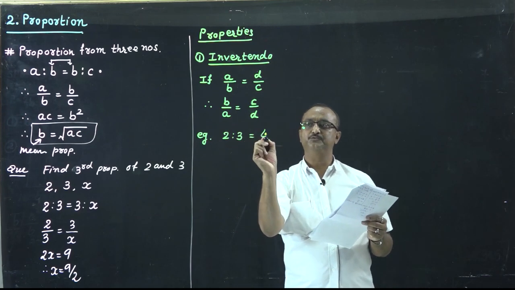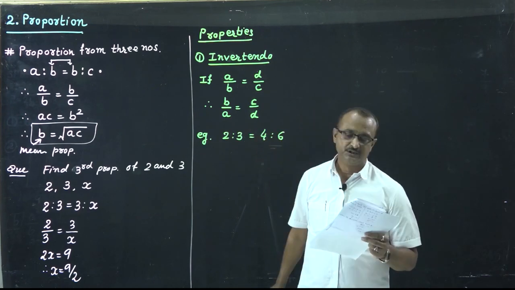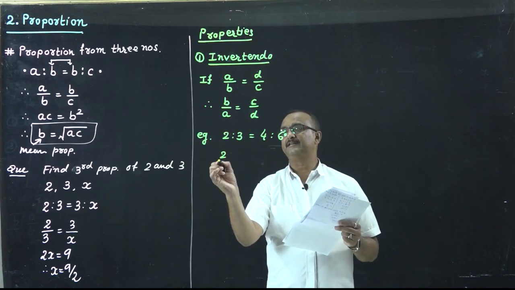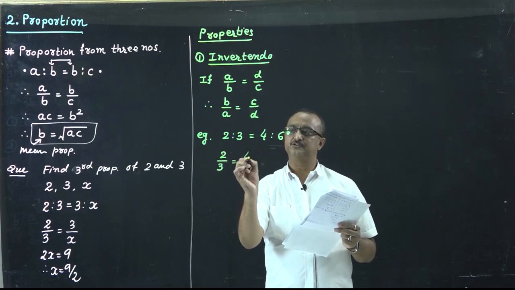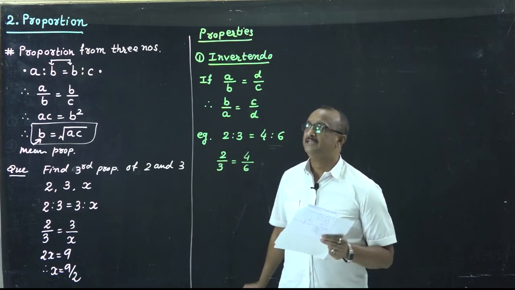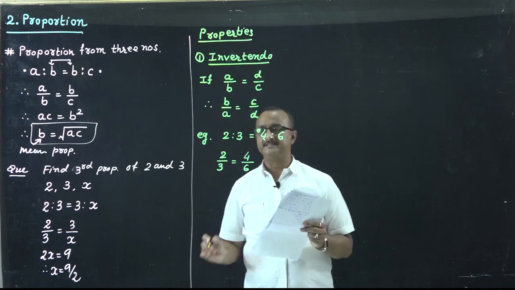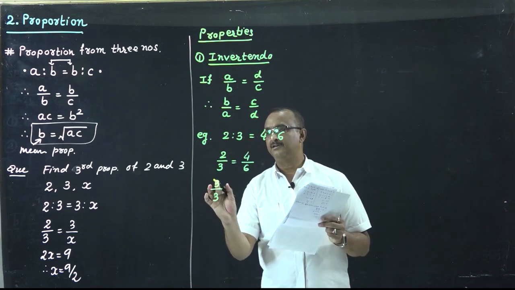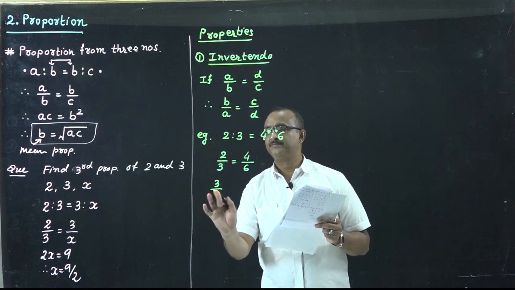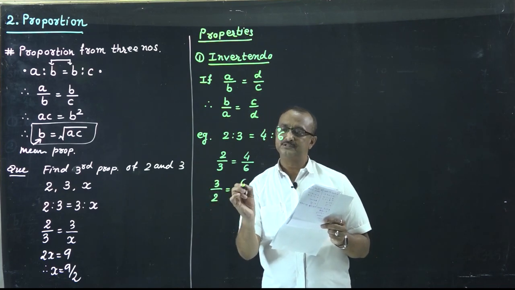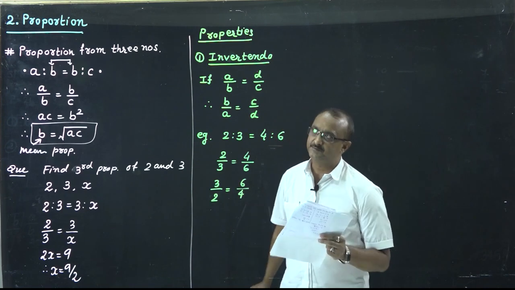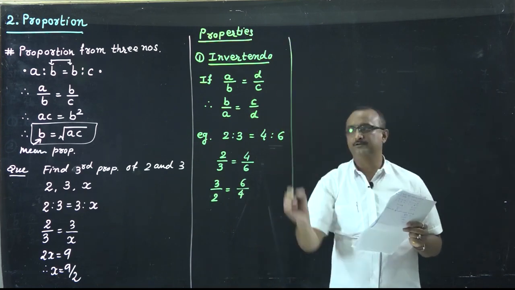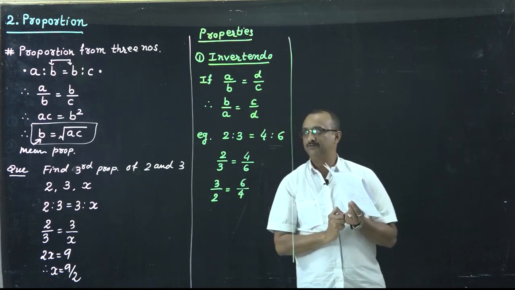For example, we are taking one example. 2:3 is equal to 4:6. So actually it can be written as 2/3 is equal to 4/6. If we apply our property here, we can also write 3/2 is equal to 6/4. So this property is called invertendo. Okay.